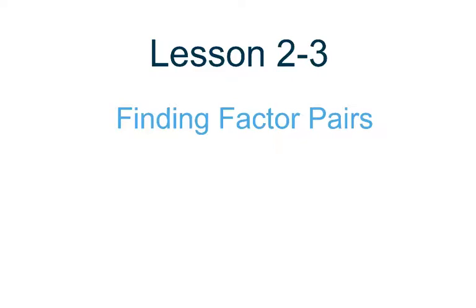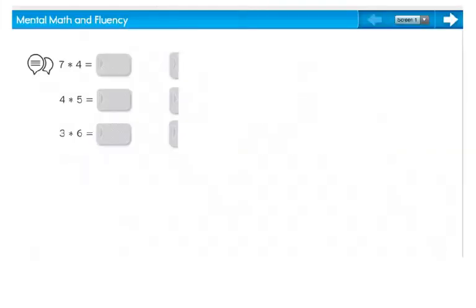In lesson 2-3, you are going to be working on finding factor pairs. As I had mentioned earlier in another lesson, Unit 2 really deals with a lot of multiplication basic facts. So make sure that you continue to work on those if you do not have those memorized. Also, please keep your multiplication chart near you when you are doing these lessons.